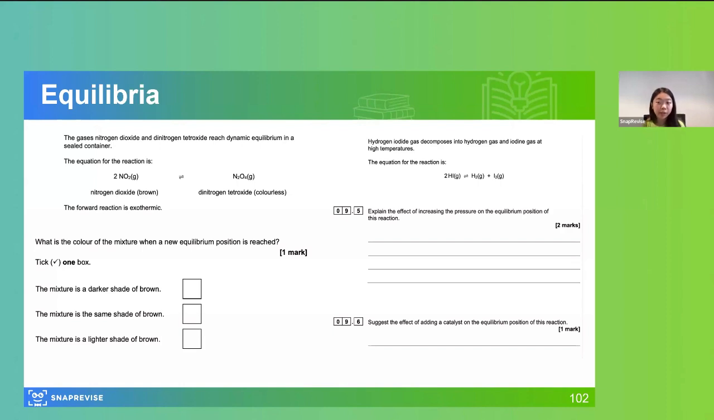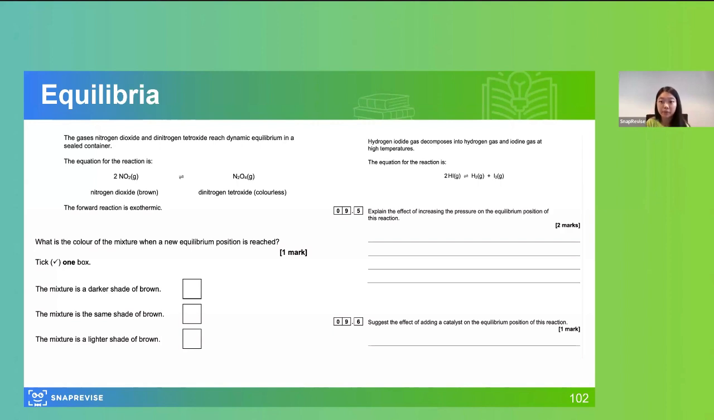Well, as I said, when you increase the pressure of the gas syringe, when you increase pressure just in general, it's going to move to the side with the fewer molecules. And because it's going to move to the side with the fewer molecules, it's going to go to the colorless side. So, therefore, the mixture is likely going to be a lighter shade of brown because it's going towards the colorless side. On that side, there's fewer molecules.